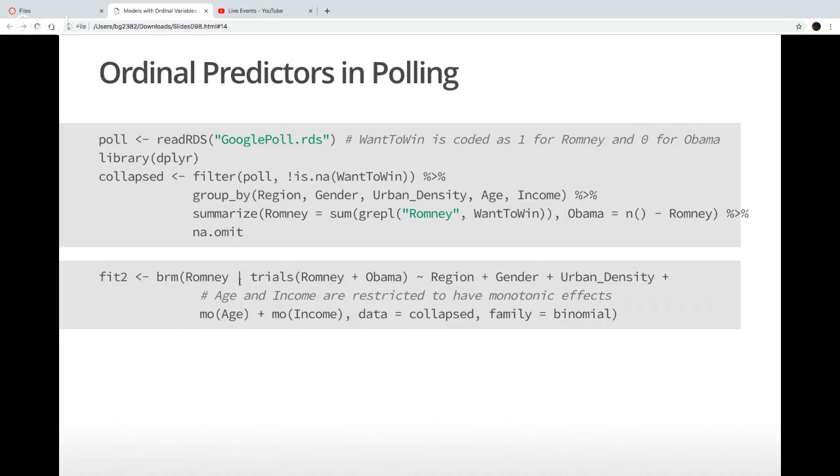And then we're just going to put in region and gender and urban density as just regular variables, even though certainly we could be more specific about that based on historical understanding of how people voted in the United States. Like the South is certainly going to be more favorable toward the Republican candidate than other regions.